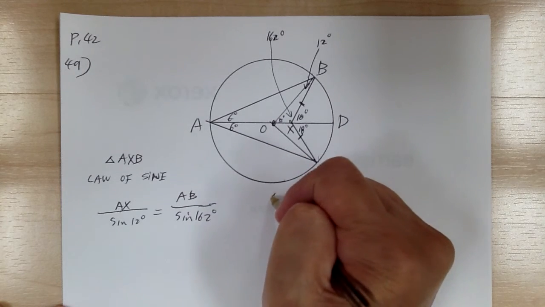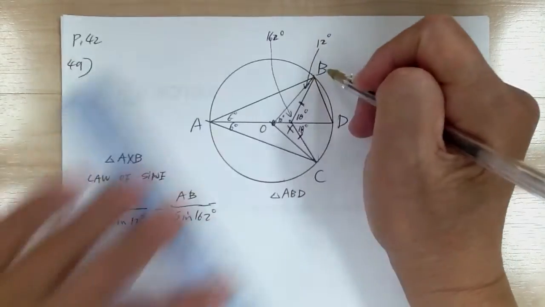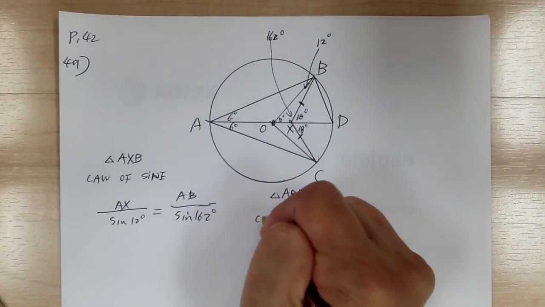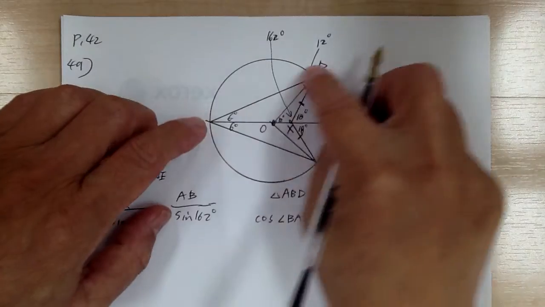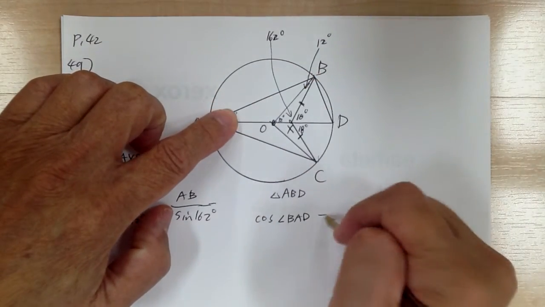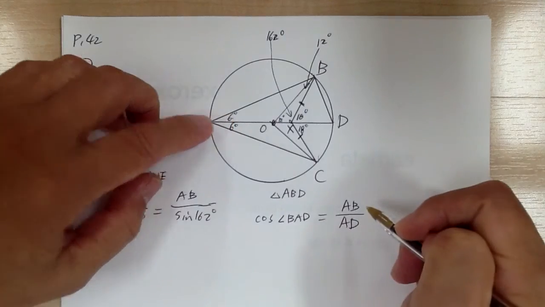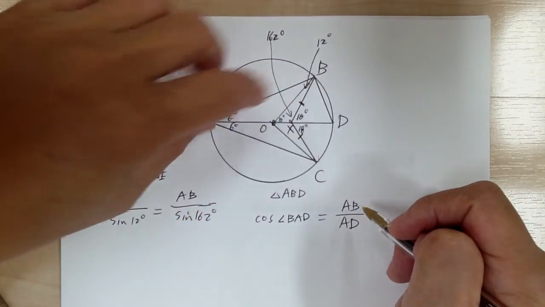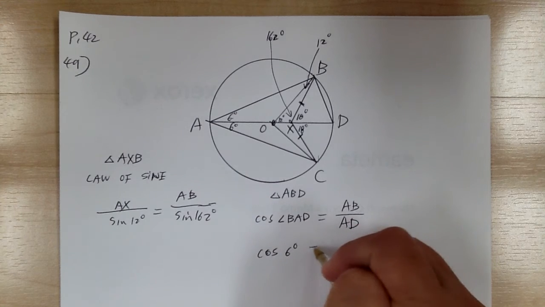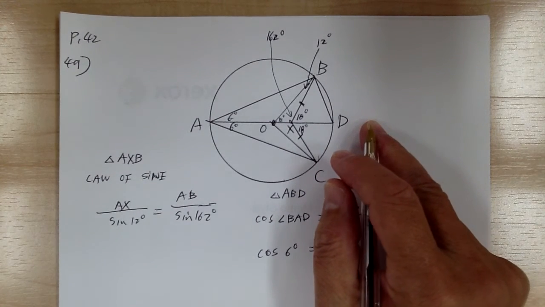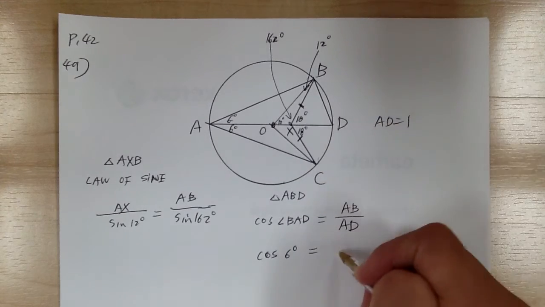And for triangle ABD, I'm going to draw this right over here. So for this triangle ABD, cosine of angle BAD. Now this is a right triangle, so cosine of this angle would be equal to AB over AD. That is your cosine of BAD. So cosine of 6 degrees equal to, now AD is 1, right? This is given. Let me double check. Yeah, so the diameter is 1. So AD equal to 1, so it equals AB.